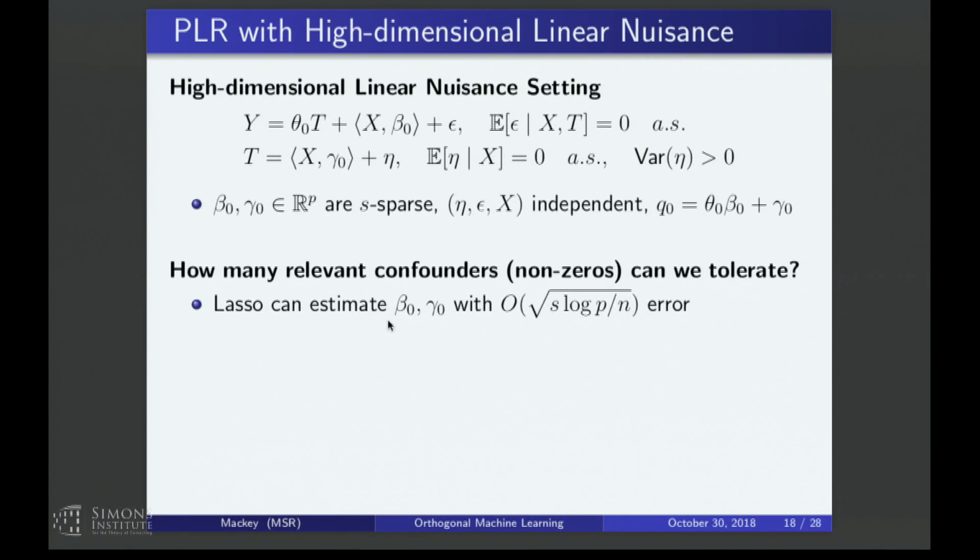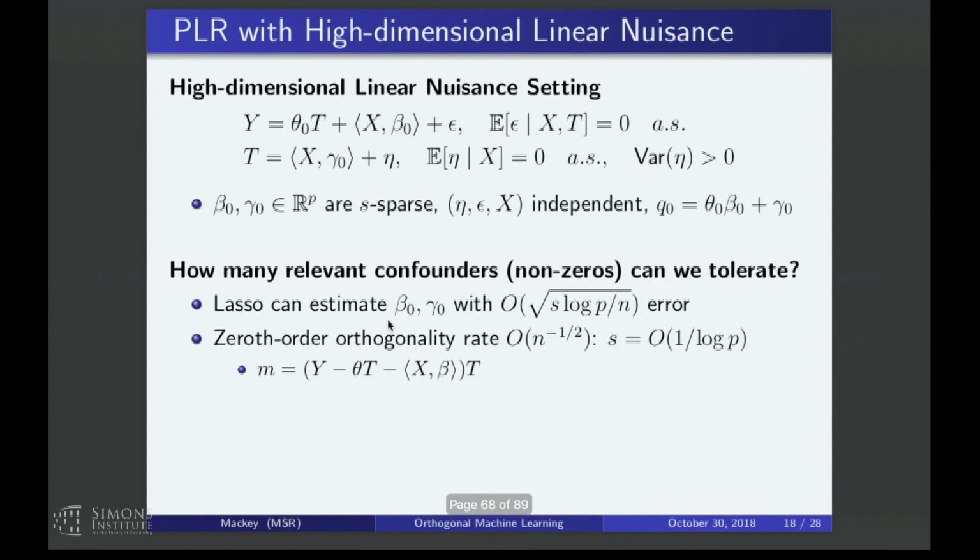The question we want to ask is, how many relevant confounders can we tolerate? I can't expect to estimate all of these parameters if they're all relevant, but if the parameter vectors themselves are sparse, I can hope to still do good estimation and get good treatment effect estimates. For instance, I could use the lasso to estimate beta naught and gamma naught. What does that give me? It typically gives me error that looks like square root s log p over n.